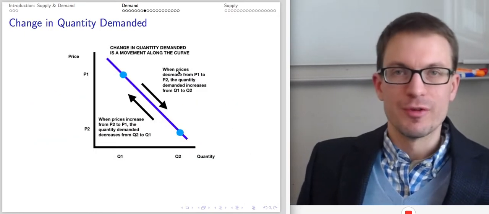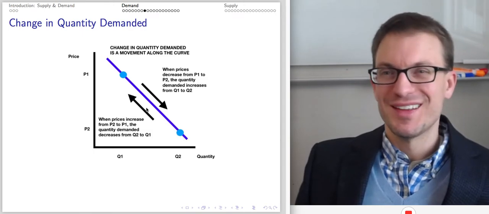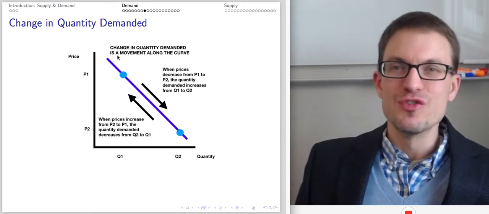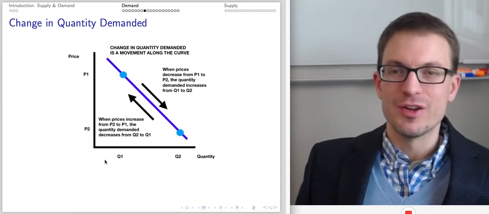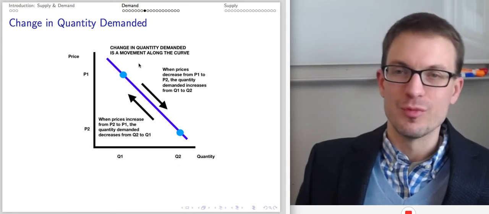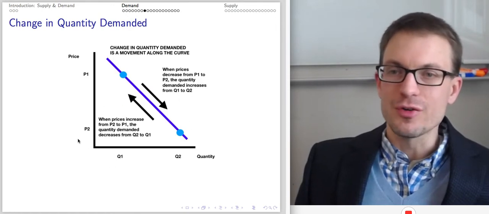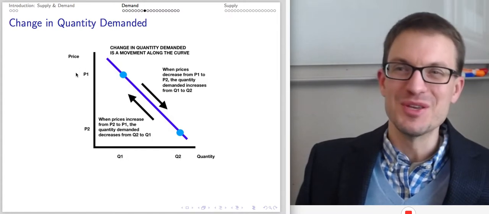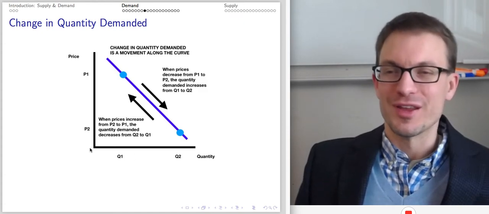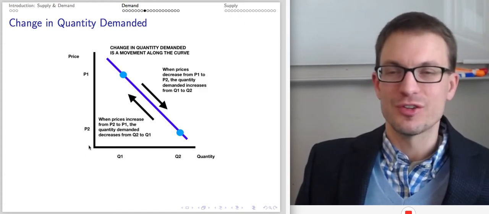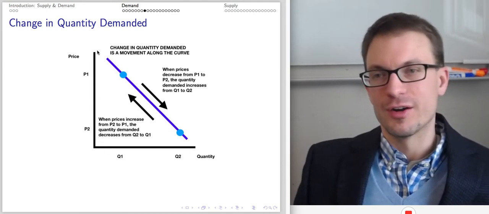Okay, but first, just to further reinforce, a change in quantity demanded is a movement along the curve. So when prices decrease from P1 to P2, the quantity demanded increases from Q1 to Q2, move down the curve. If price increases from P2 to P1, quantity demanded decreases from Q2 to Q1. How do we know that P1's bigger than P2? And how do we know that Q2 is bigger than Q1? This point right here is 0, right? This is the origin. So larger quantities are to the right, larger prices are up.